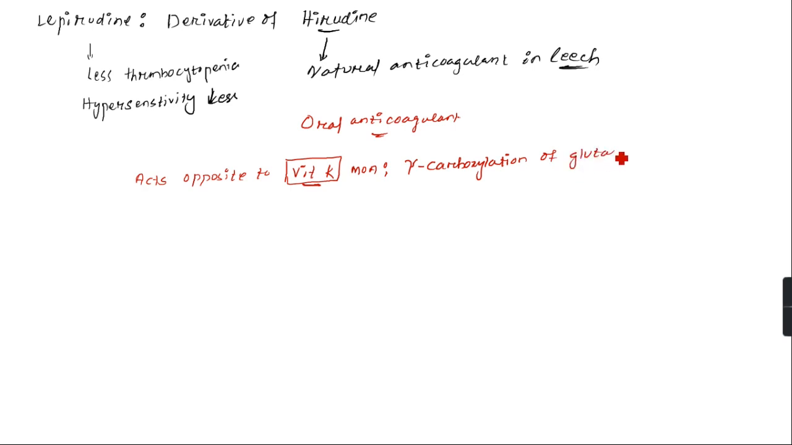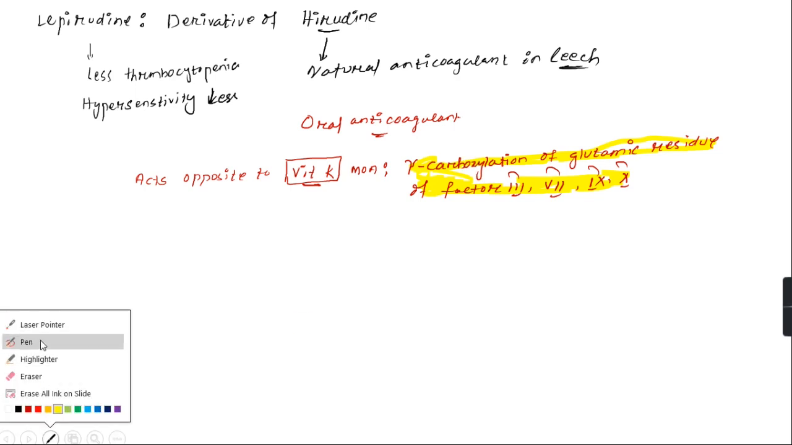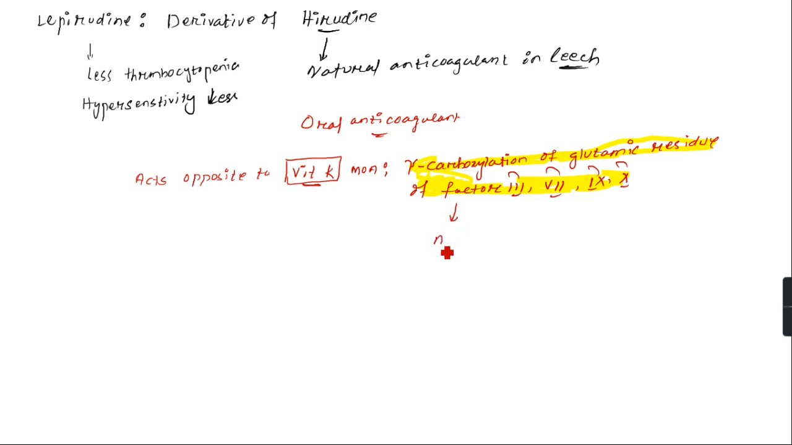of glutamic residue of factor 2, 7, 9, 10. Basically, how does vitamin K act? Vitamin K acts by causing gamma carboxylation of this glutamic residue of the factor. Due to this gamma carboxylation of glutamic residue, it ultimately activates these factors that lead to coagulation.